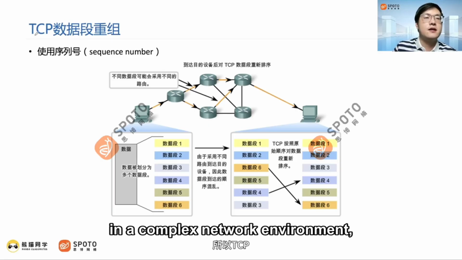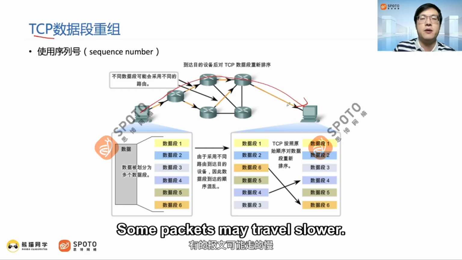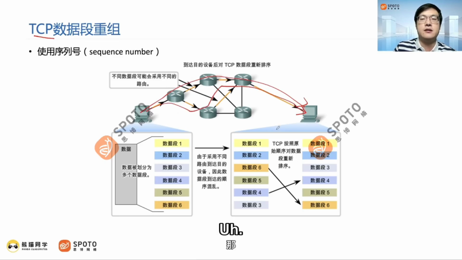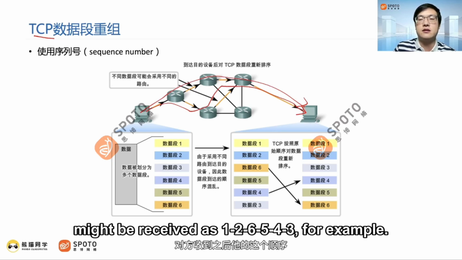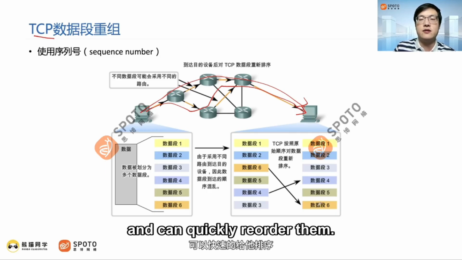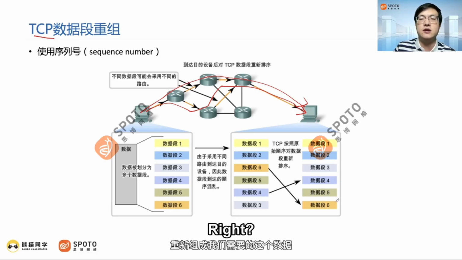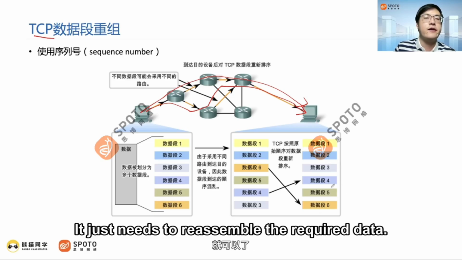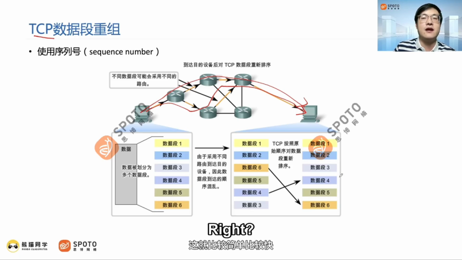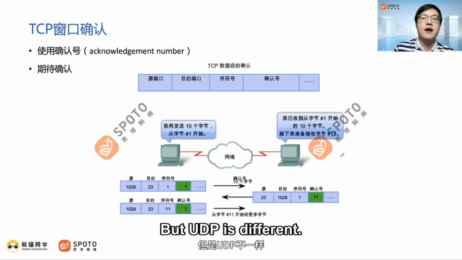So, TCP in a complex network environment, for example, where there are many load balancing links, some packets may take different paths. Then, upon receiving them, the order might be 1-2-6-5-4-3, for example. But that's fine. It can quickly reorder them. After reordering, it reassembles the data packet. It just needs to reassemble the required data. This is quite simple, right? It's quite fast.